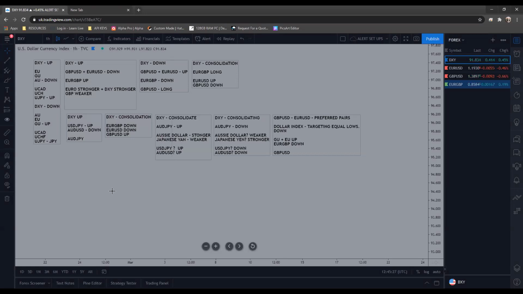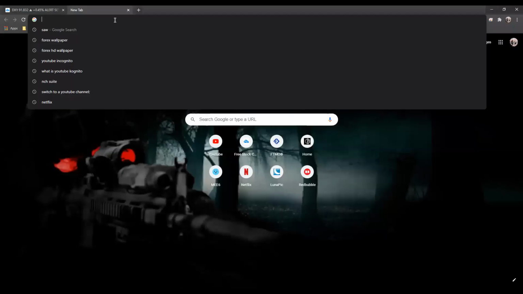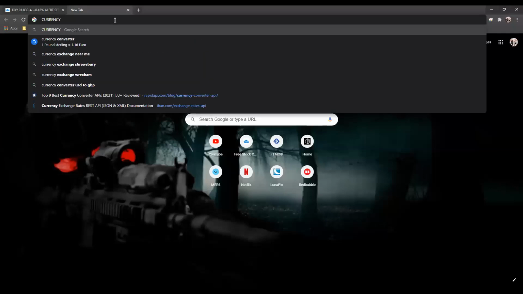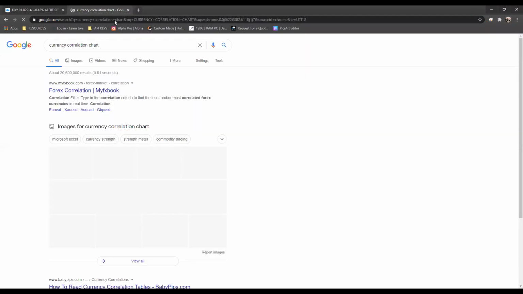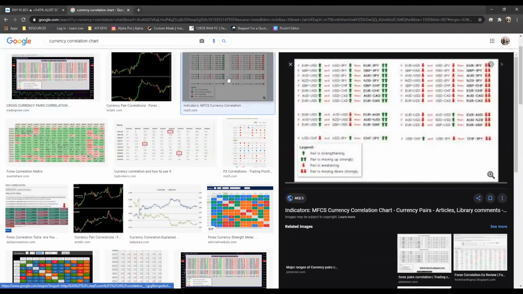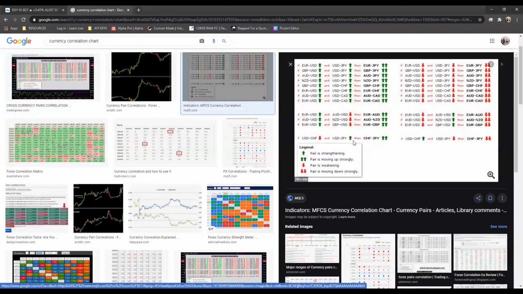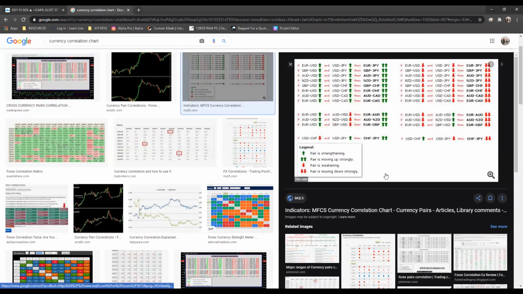When you've got multiple setups available, you've got to be really, really quick. Let me have a quick look if there's a currency correlation chart. There might be one online. I think there is somewhere. All right, here we go. Oh, there's a better one. Right, let me just copy this.